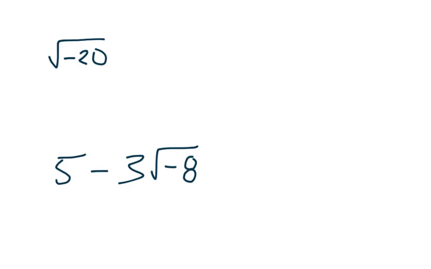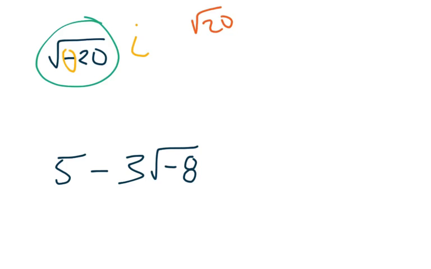So notice on the first problem here, guys, I have the square root of -20. Now we have to remember you really cannot do a square root of a negative. So that's why we invented i. So that negative right there again is going to become an i, and then we're going to take that square root of 20 and simplify it like we always did. So 20 would be, for example, 4 times 5.